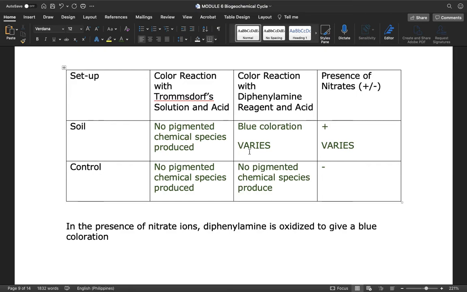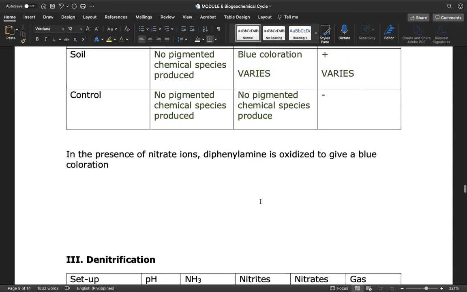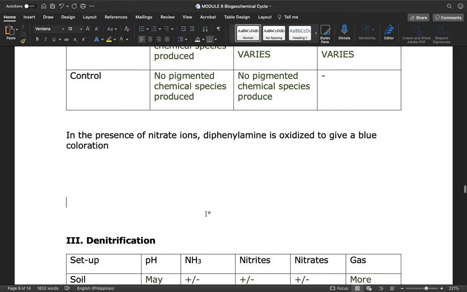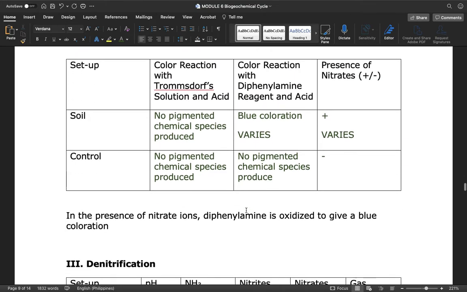Now, that blue coloration is actually attributed to the reaction between the diphenylamine reagent and the nitrate ions. They react with one another. The nitrate ions oxidize the diphenylamine, and the chemical species produced is a blue-colored compound. So, we're good with nitrification.